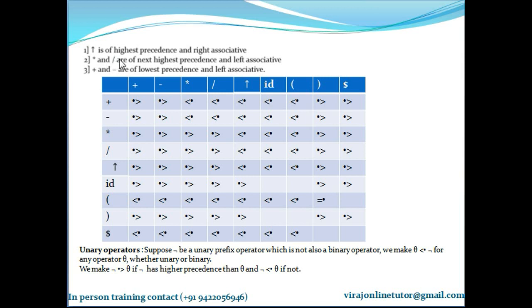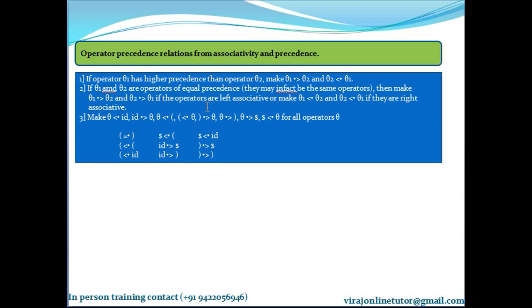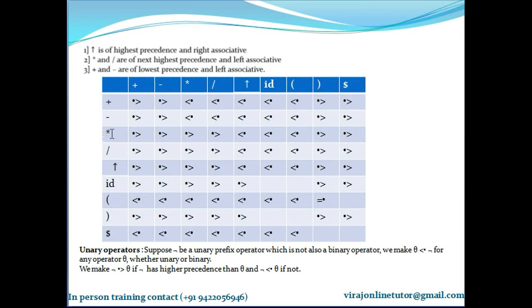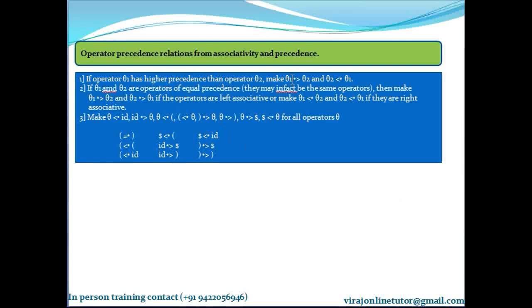Now multiply and divide are of the same precedence, so that rule applies here also. Multiply and divide have the same precedence, but they are left associative. So what it says, if it is left associative and precedence is the same, make theta 1 greater than theta 2 and theta 2 greater than theta 1. So make asterisk greater than asterisk, asterisk greater than divide, divide greater than asterisk, and divide greater than divide. Similarly, plus is greater than plus, plus is greater than minus, minus is greater than minus, and minus is greater than plus. Rule 2 is also done.